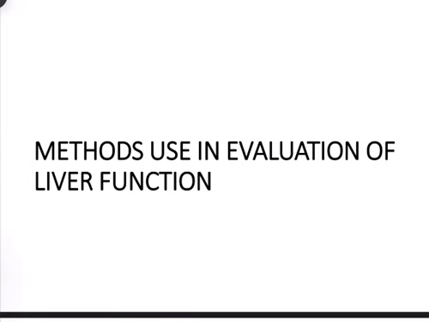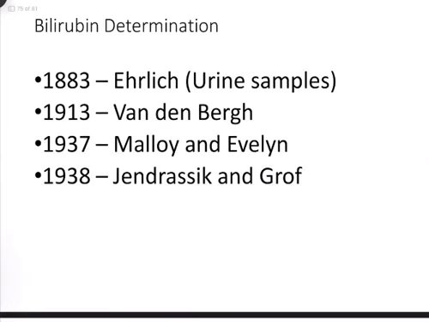Methods used in evaluating your liver function. So, determination of bilirubin are discovered using these methods. In 1883, you do have Ehrlich method using your urine samples. In 1913, you do have Van den Bergh reaction. In 1937, Malloy and Evelyn. And then in 1938, Jendrassik-Grof.